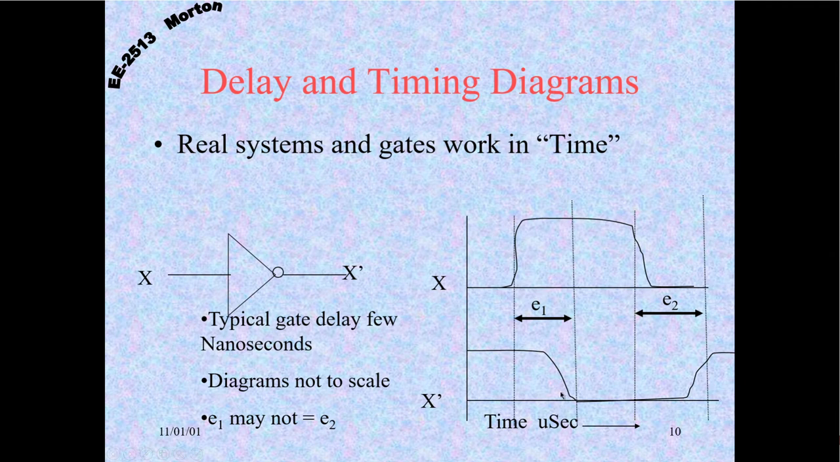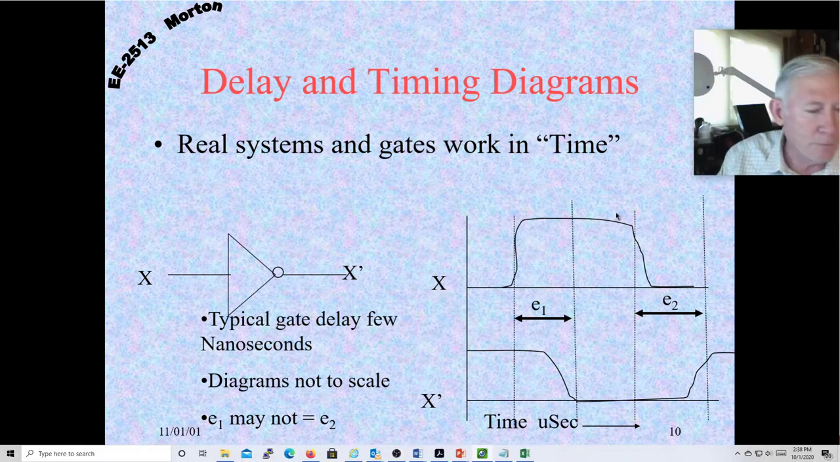So then we would look up E1, and typically the kind of things we'd see are a typical time, and then we might see a maximum. So the manufacturer's guaranteeing it'll never be more than a maximum of, say, 5 nanoseconds.